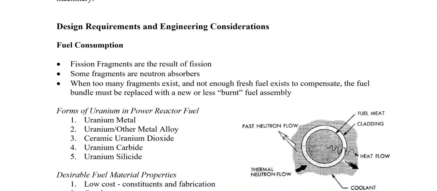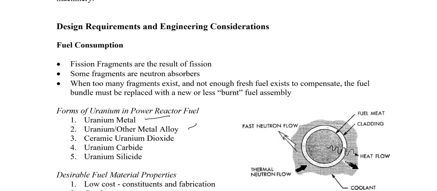There are some engineering considerations in nuclear power plants, for example the fuel consumption. The major fuel in a nuclear power plant is uranium. The forms of uranium used as nuclear fuel are uranium metal alloy, ceramic uranium dioxide, uranium carbide and uranium silicate. So these are the nuclear fuels for a nuclear power plant.